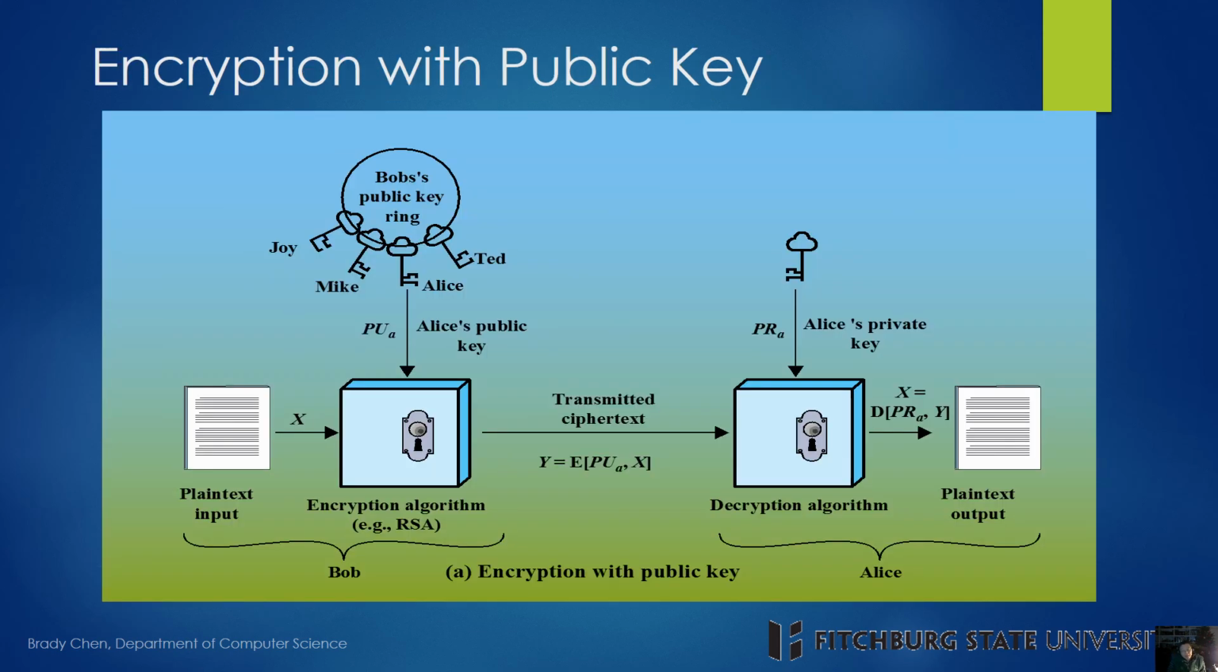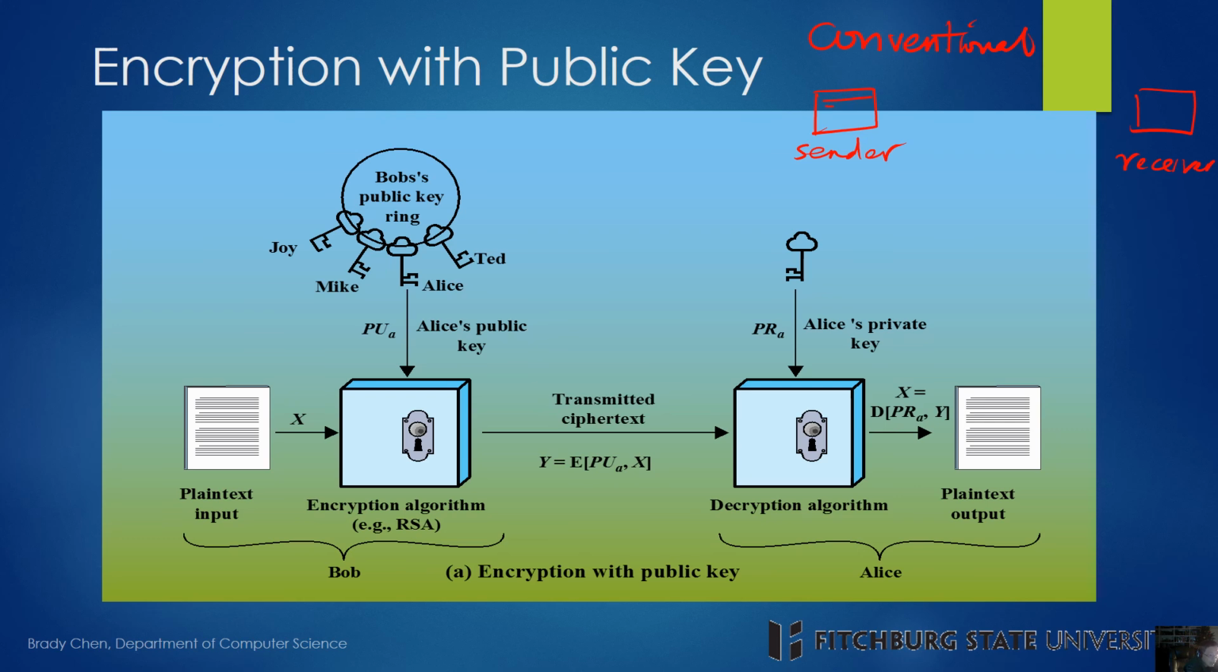Okay, now let's first provide some overview of the general encryption algorithms. There are basically two types of encryption algorithms. One is the conventional encryption algorithm. In conventional encryption, you typically have two parties, the sender and the receiver.